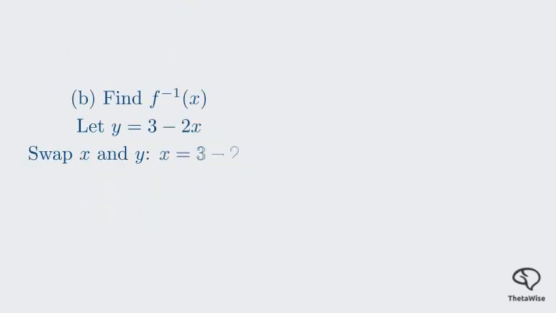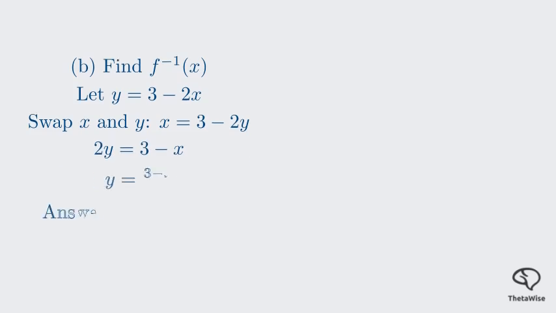In part b, we find the inverse of f. We start by writing y equals 3 minus 2x, then swap x and y. Rearranging, 2y equals 3 minus x. So y equals (3 minus x) over 2. The inverse of f of x is (3 minus x) over 2.